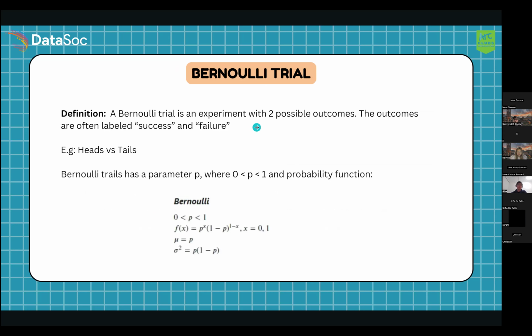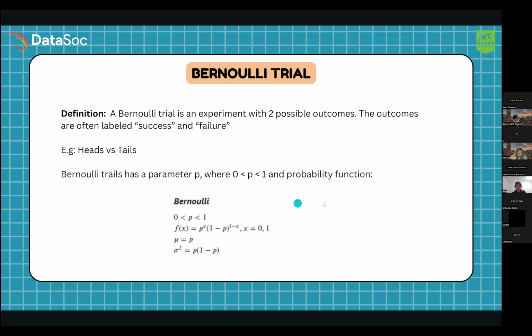And now we'll move on to our distributions. The first one is the Bernoulli trial. The definition of a Bernoulli trial is an experiment with two possible outcomes. The outcomes are often labeled success or failure. An example of this would be heads versus tails, where the Bernoulli trial has a parameter of 50%. So a Bernoulli trial has one parameter, which is the probability of success, and the probability of success is between 0 and 1.